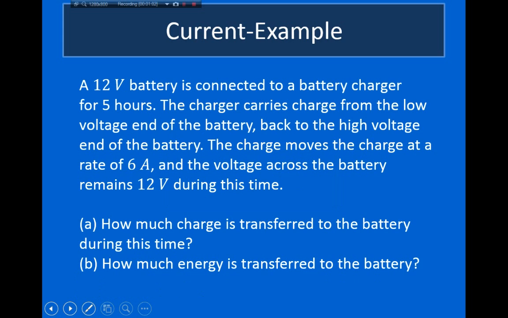So let's look at an example. This example says a 12-volt battery is connected to a battery charger for 5 hours. The charger carries charge from the low voltage end of the battery back to the high voltage end of the battery. The charger moves charge at a rate of 6 amps, and the voltage across the battery remains 12 volts during this time. Part A asks us to determine the amount of charge that's transferred to the battery, and Part B asks us to determine the energy that's transferred to the battery.